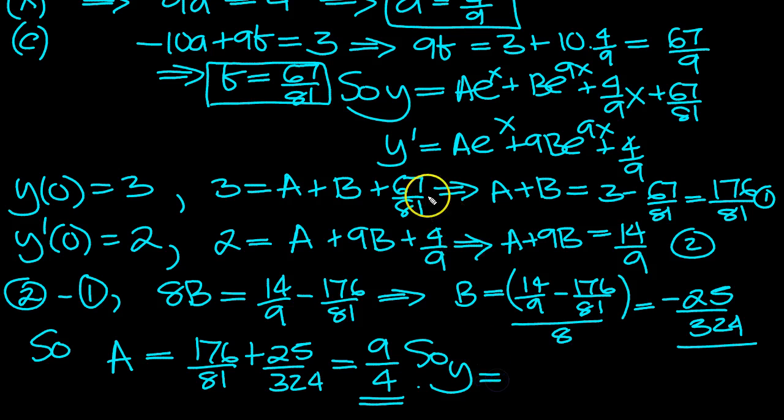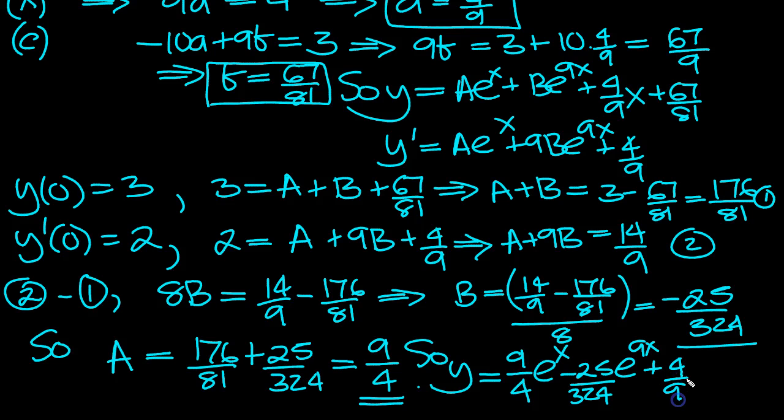So we can write down the final answer then. y equals, and what was it? A, which is 9 over 4, e to the x, plus B, which is minus 25 over 324, e to the 9x, plus 4 ninths x, plus 67 over 81. And that's the particular solution.